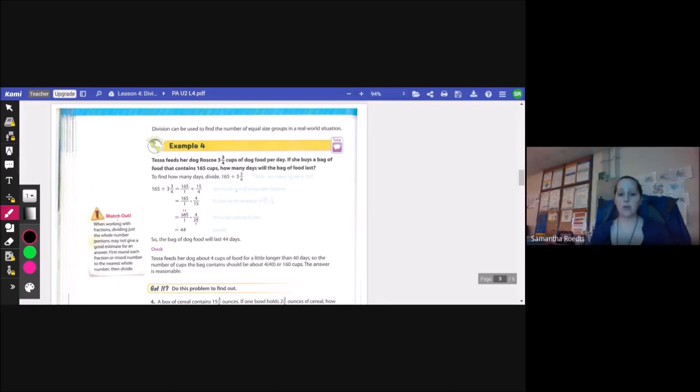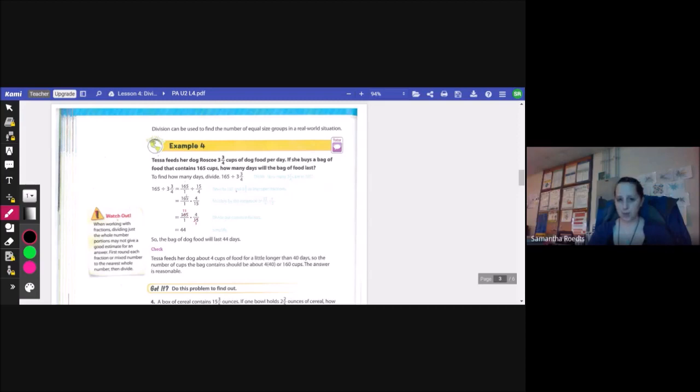every day, 3 3/4. So 165, I rewrite as a fraction, so 165/1. And 3 3/4, I change from a mixed number into an improper fraction. So 4 times 3 is 12, 12 plus 3 is 15. So 165/1 divided by 15/4.